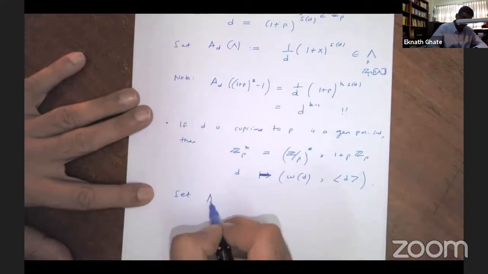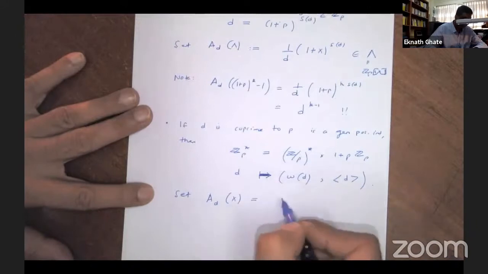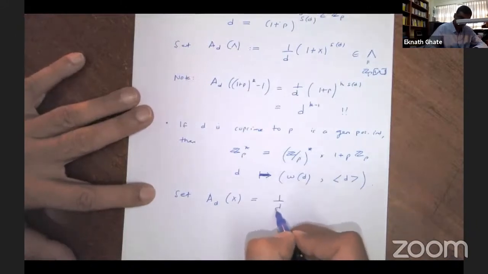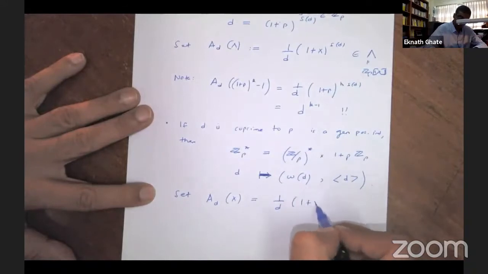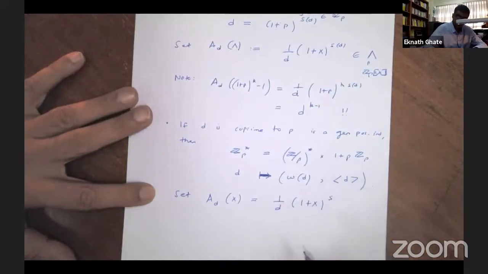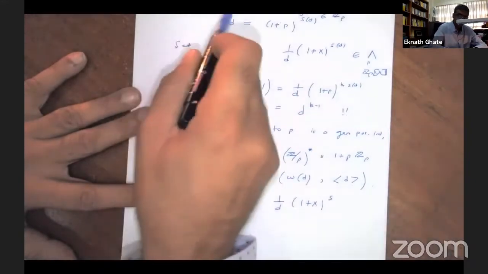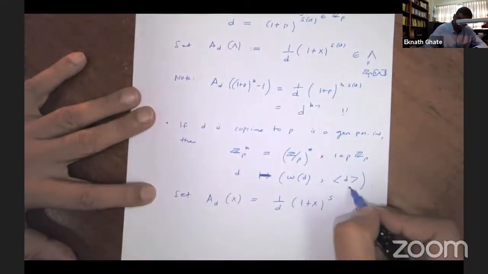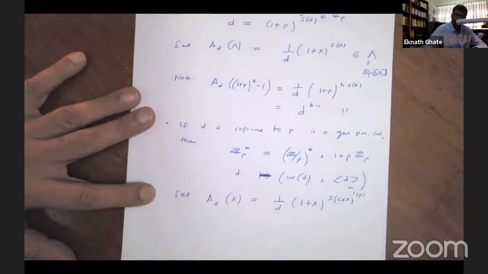Now we have to define A_d in general. In this case, we define A_d of x to be, again, 1 over d, because we want to get the d to the k minus 1, times 1 plus x to the s. Now the thing is, we don't know how to define s of d. s of d only makes sense if d is congruent to 1 mod p. But this diamond d is congruent to 1 mod p because it's in this part. So we define it to be s of diamond d.